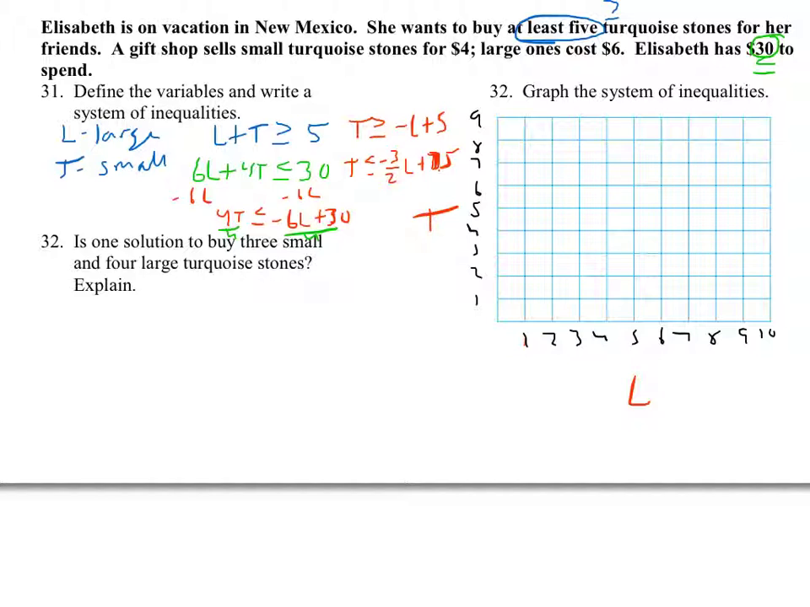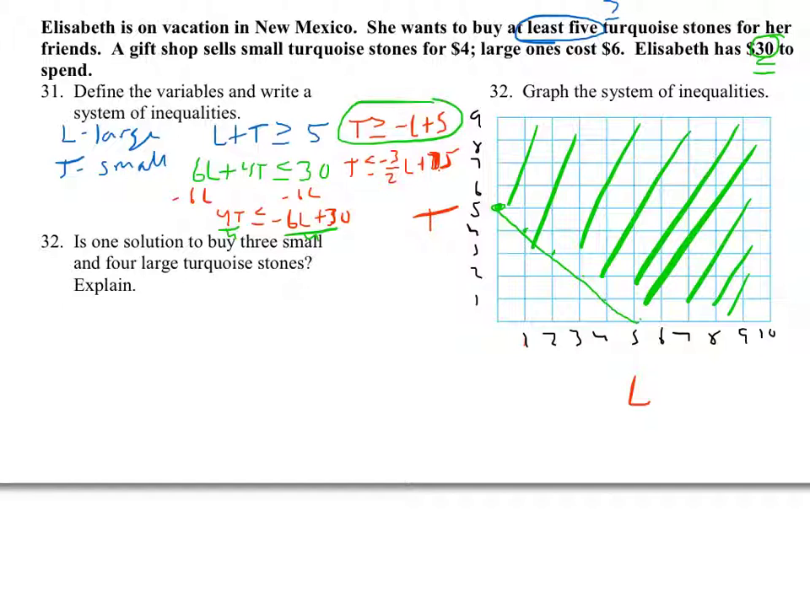So if we look at our lines, and I'm going to go green for the first one, y-intercept of 5, slope of negative 1, so down 1 to the right 1, down 1 to the right 1, and so on. That has a greater than or equal to, which makes it solid, and shading above.